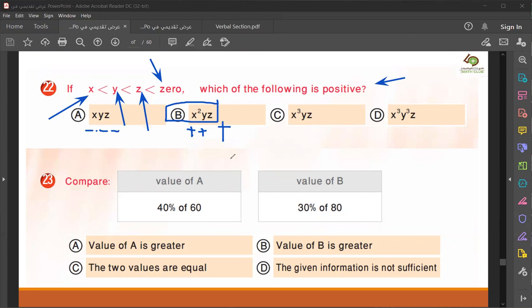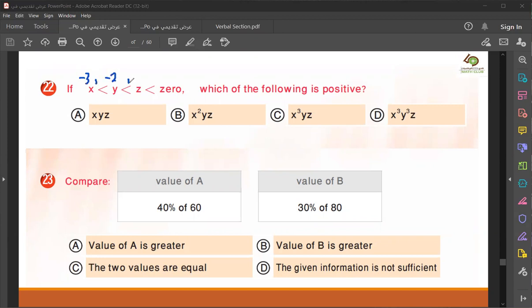C for 23, right, good. You don't understand? Okay, I show you. Okay, now x less than y less than z less than 0. Give me an example. X, y, z less than 0. Can you give me an example? Maybe x is minus 3, y minus 2, z minus 1, right?